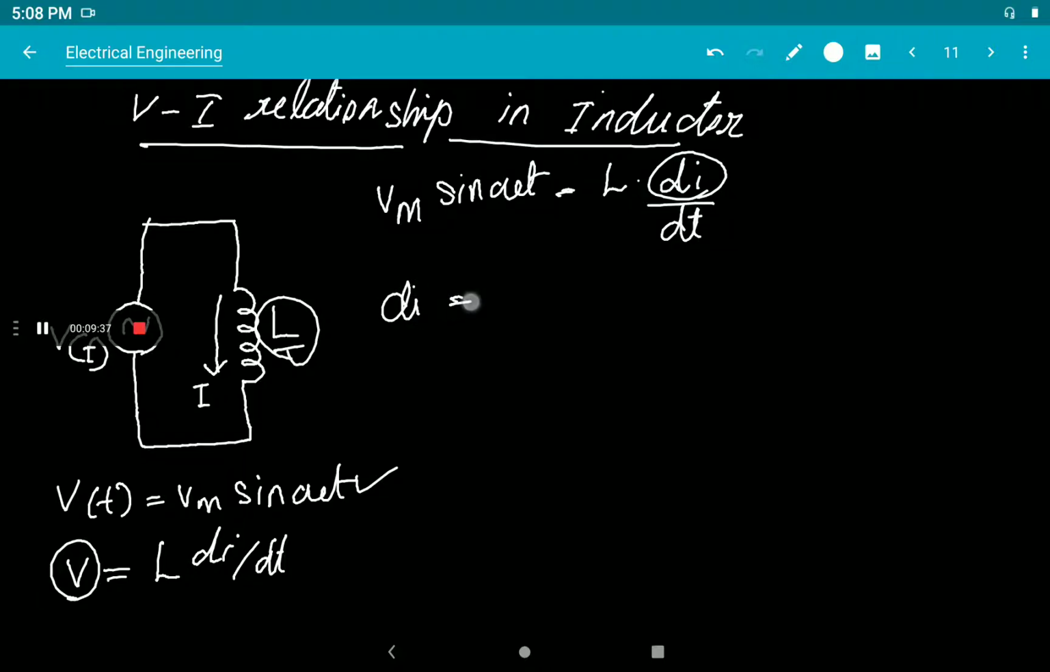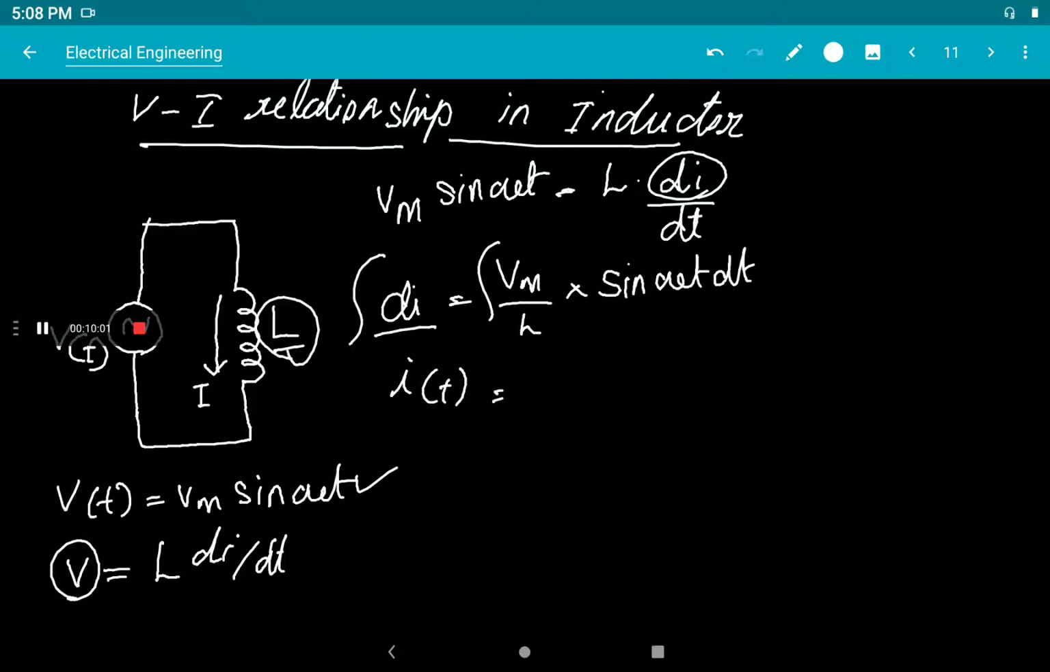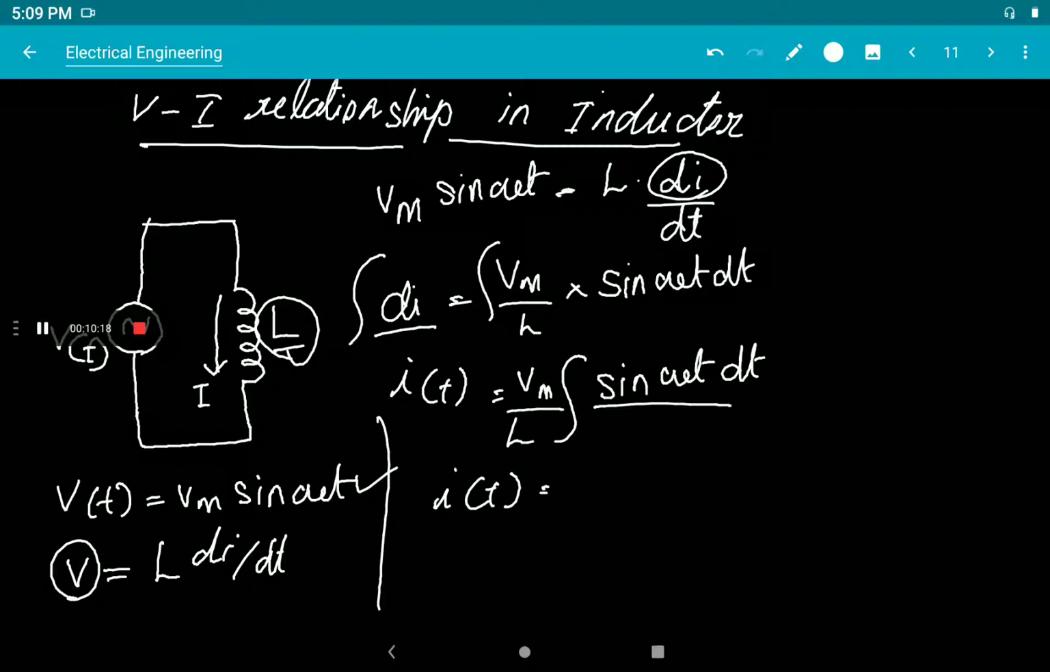So take it as di is equal to Vm by L into sin omega t dt. To find I, integrate both sides. Integrating both sides, we will get I of t is equal to the integral. Vm by L is constant, so take it outside: Vm by L integral sin omega t dt. The integral of sin omega t, as we have studied in maths, is minus cos omega t by omega. So I of t is equal to Vm by L omega into minus cos omega t.